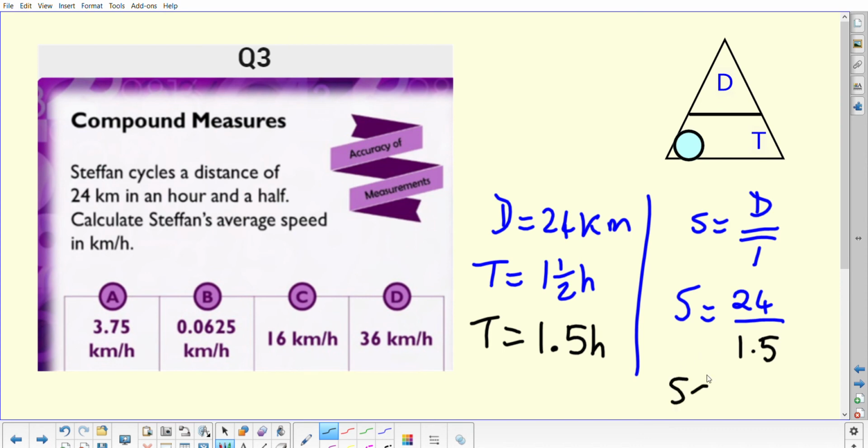So once you do 24 divided by 1.5 on the calculator, your answer would come out as 16, and that would be kilometres divided by hours, so kilometres per hour. So your answer for that one should have been answer C.